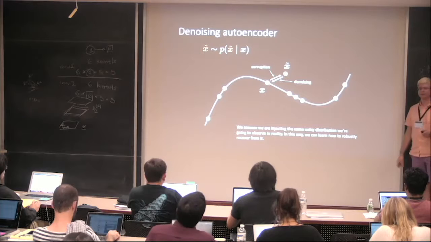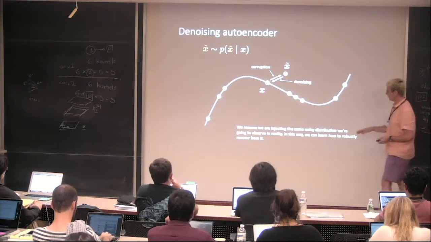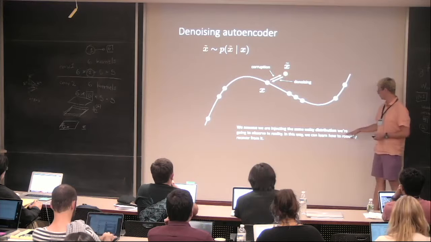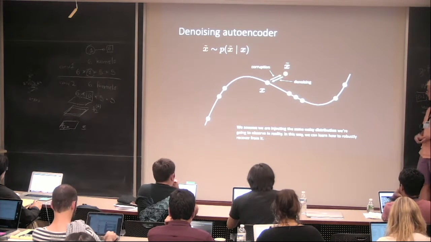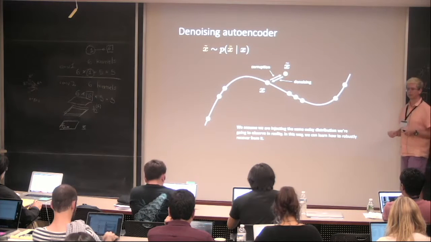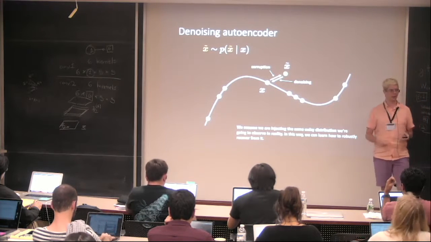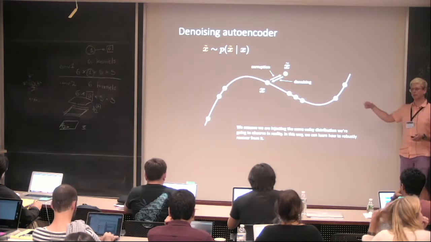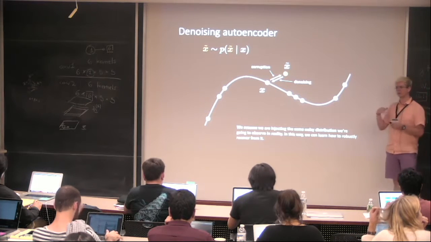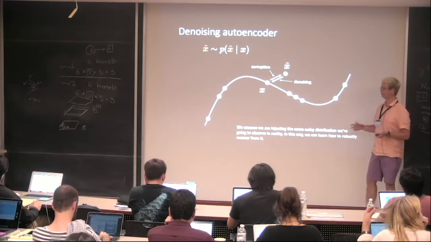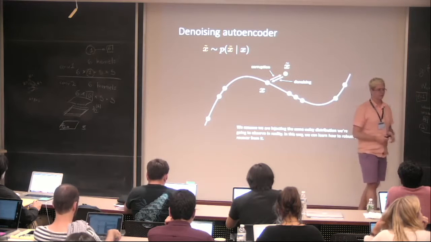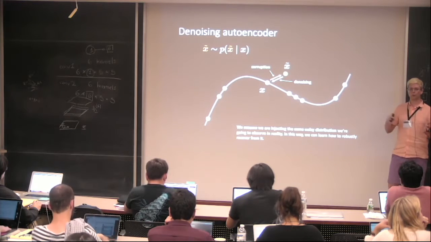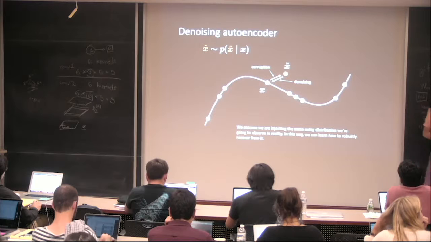So here we have a very strong assumption. We assume that we are injecting the same noise distribution we are going to observe later on in reality. In this way, we can learn how to be robust to that data. So if we observe noisy input, we can just apply this denoising autoencoder in order to remove that extra noise. Here we learn this kind of perturbation, and then we learn how to reverse those perturbations. So let's see how this works in the notebook.